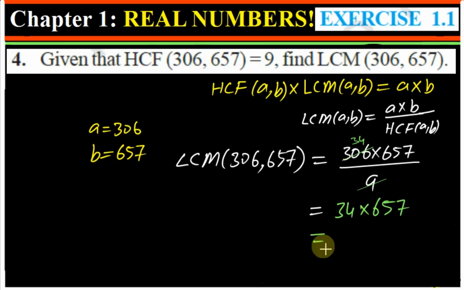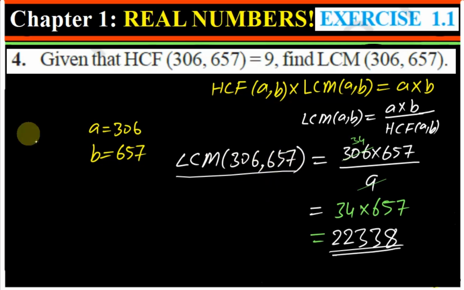So if I multiply these two, 34 into 657, we will be getting 22,338. So this will be the LCM of 306 and 657. Okay, I hope you understood.